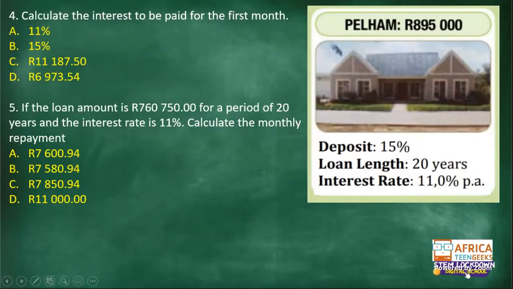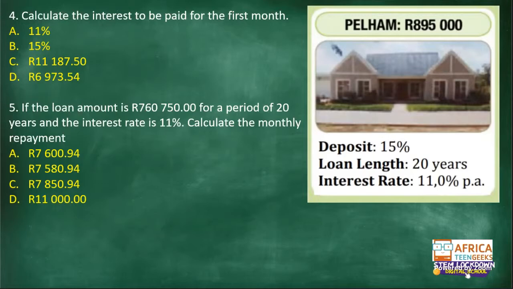So I hope that you will be able to use your calculations just to find the interest which will be paid for the first month. That is very important. And then again, you need to calculate the monthly repayment. How much are you going to pay on a monthly basis to pay for your house, or rather the loan that you shall have received, which must be paid for 20 years? How much are you going to pay?